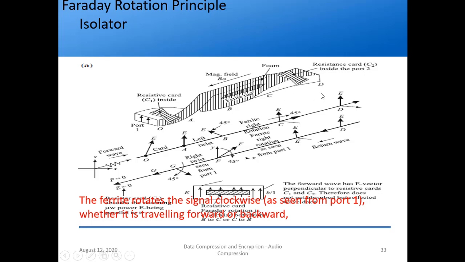So A, B, C, D, then E, F, G, H we will use. At E there is no transition, as I said. Here there is a 0 degree transition, so there is a transition from rectangular to circular but with 0 degree twist. So it will come as it is here. So again it will see a ferrite, right?